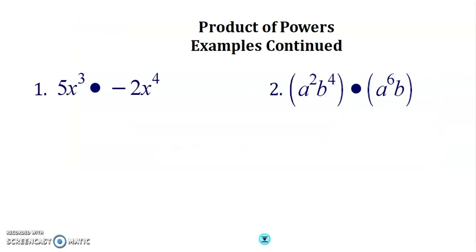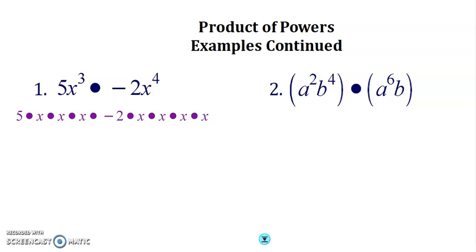So here in example 1, we have 5x to the third times negative 2x to the fourth. If we break that down, again, they are both being multiplied here. 5x to the third would just be 5 times x times x times x. We have the multiplication sign that we don't want to drop. And then we have negative 2x to the fourth, which is really just negative 2 times x times x times x times x. And we can do a little bit of rearranging here because everything is being multiplied.